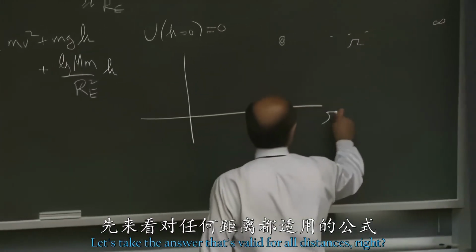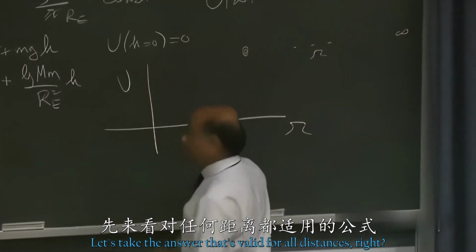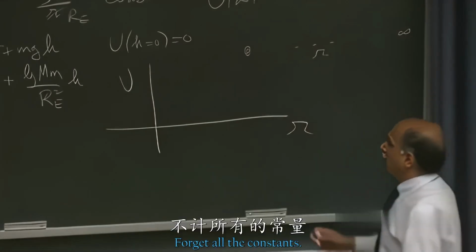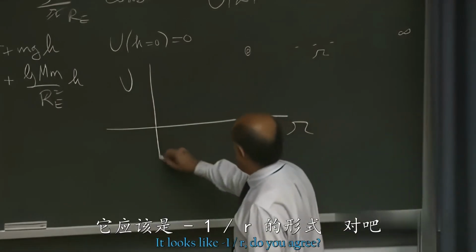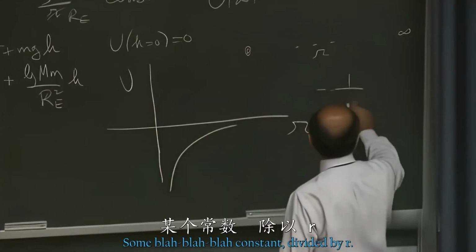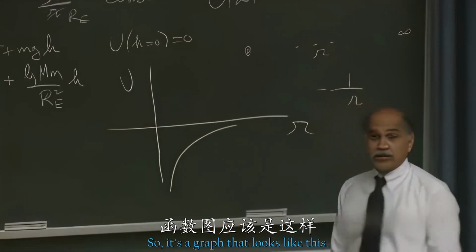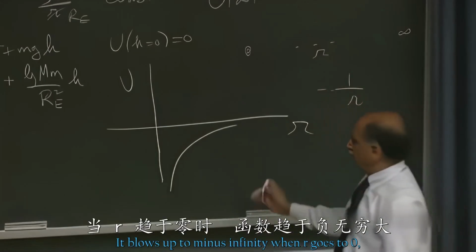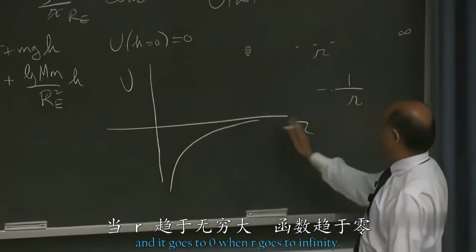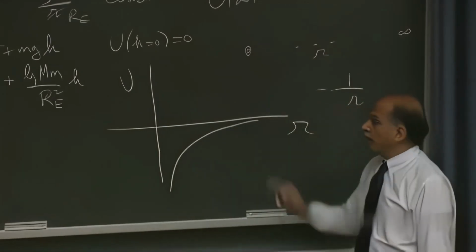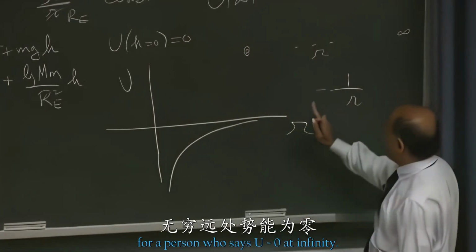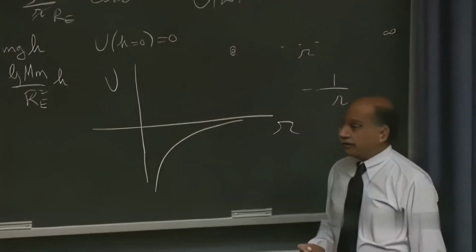Let's take the answer that's valid for all distances. Right? That's the celestial formula. Forget all the constants. It looks like minus 1 over r. You agree? Some constant divided by r. So it's a graph that looks like this. It blows up to minus infinity when r goes to 0, and it goes to 0 when r goes to infinity. This is the formula for u for a person who says u is 0 at infinity.